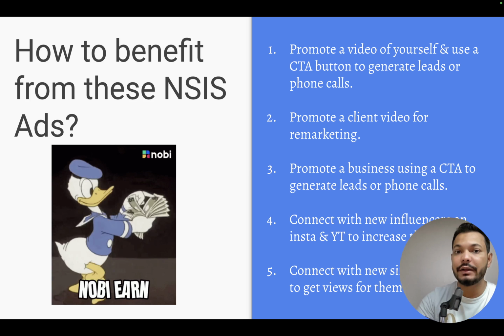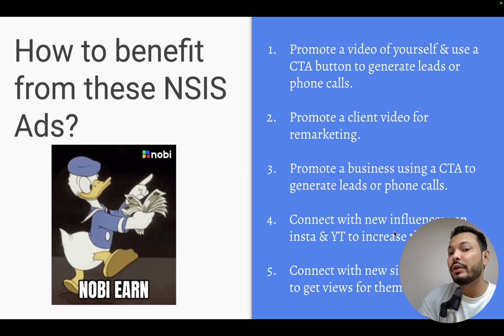Two, if you have a client who wants to promote a video for remarketing. Let's say the business is always getting traffic on the website, but now you want to convert this traffic into sales, so you can simply show the remarketing ad to these people. Remarketing is a really good example of converting traffic into sales. Then you can promote a business using a call to action button to generate leads or phone calls in the similar way that you did for yourself in activity one.